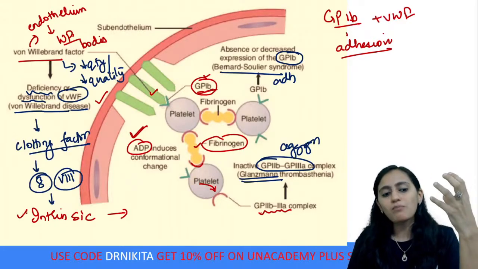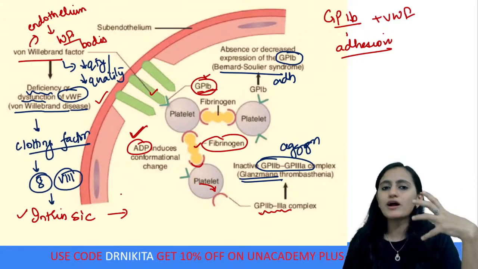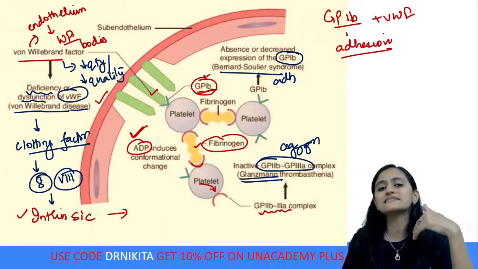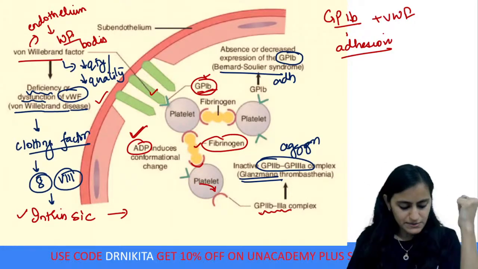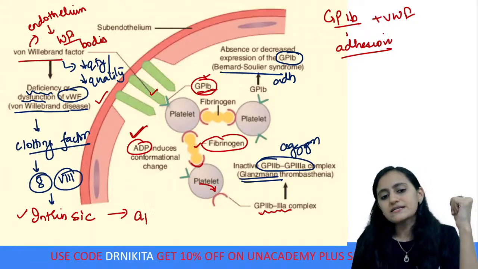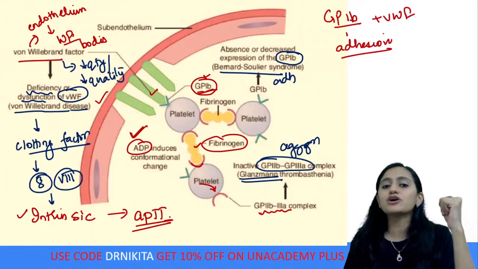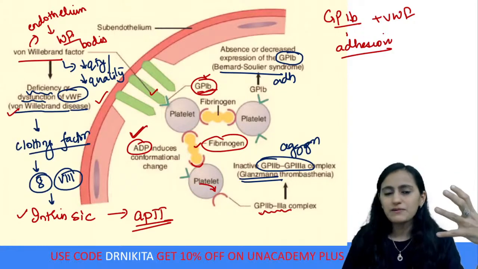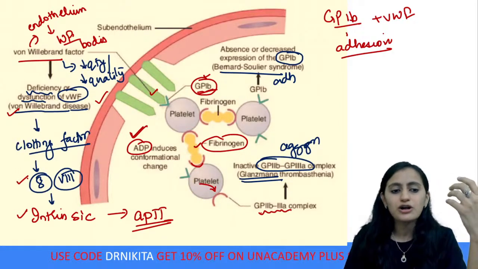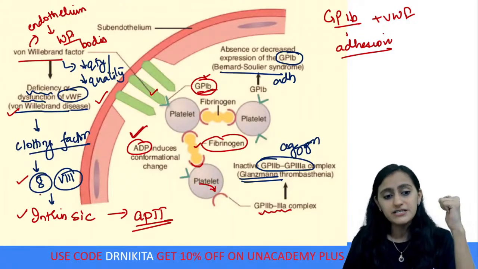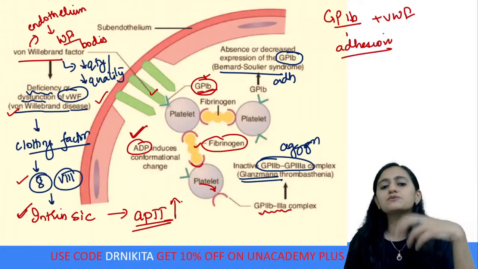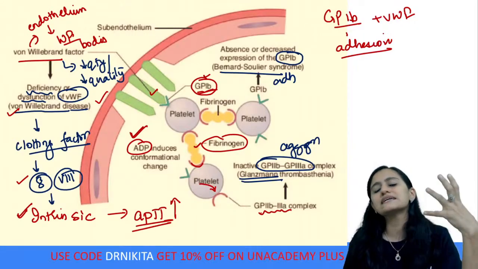So when you have a problem in intrinsic pathway, what is the marker for intrinsic pathway? Is it prothrombin time or is it APTT time? What is the marker for intrinsic pathway? It is your APTT. So when you have von Willebrand disease, where von Willebrand factor is affected, your clotting factor 8 will also be affected. So your intrinsic pathway will be affected. So your APTT will be prolonged. There will be increased APTT.